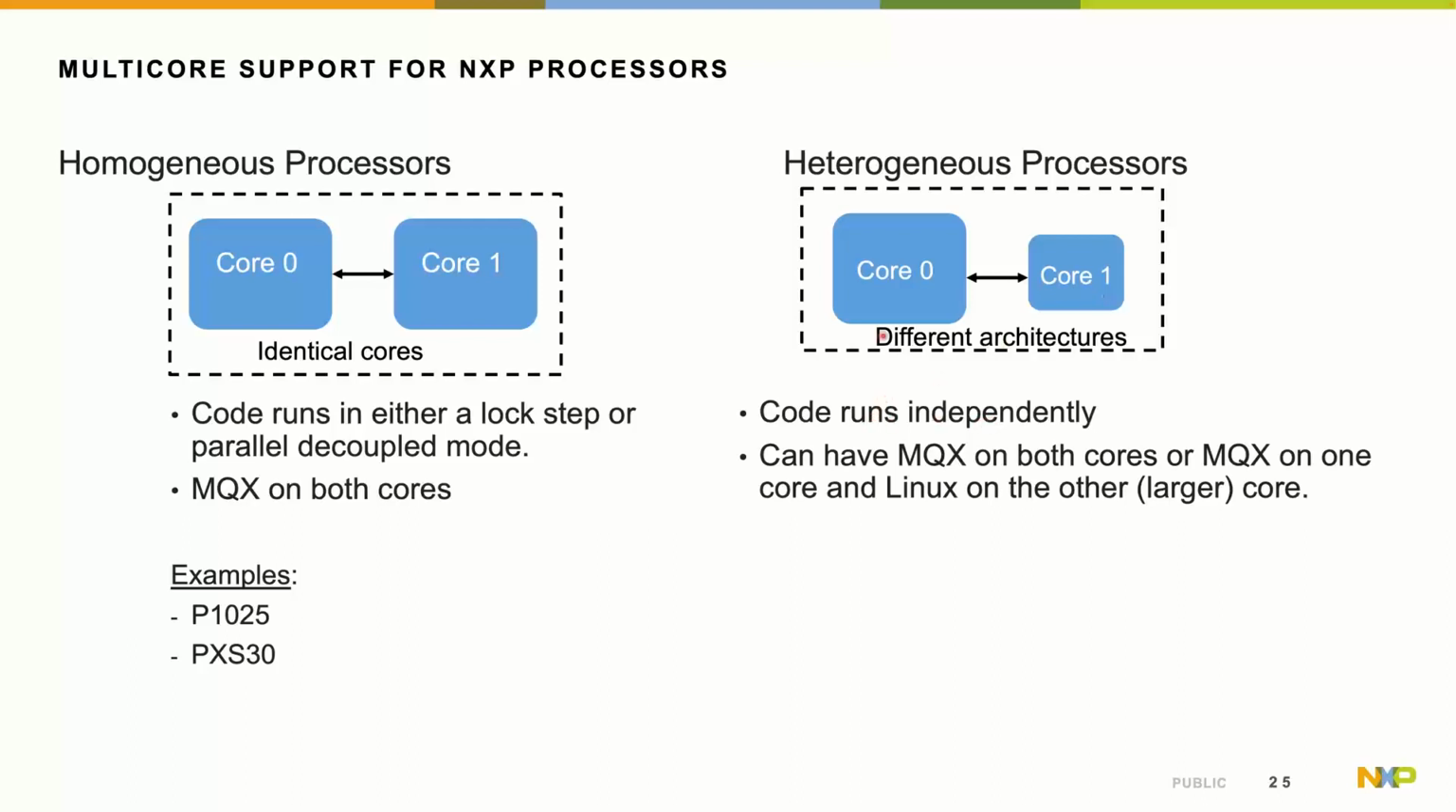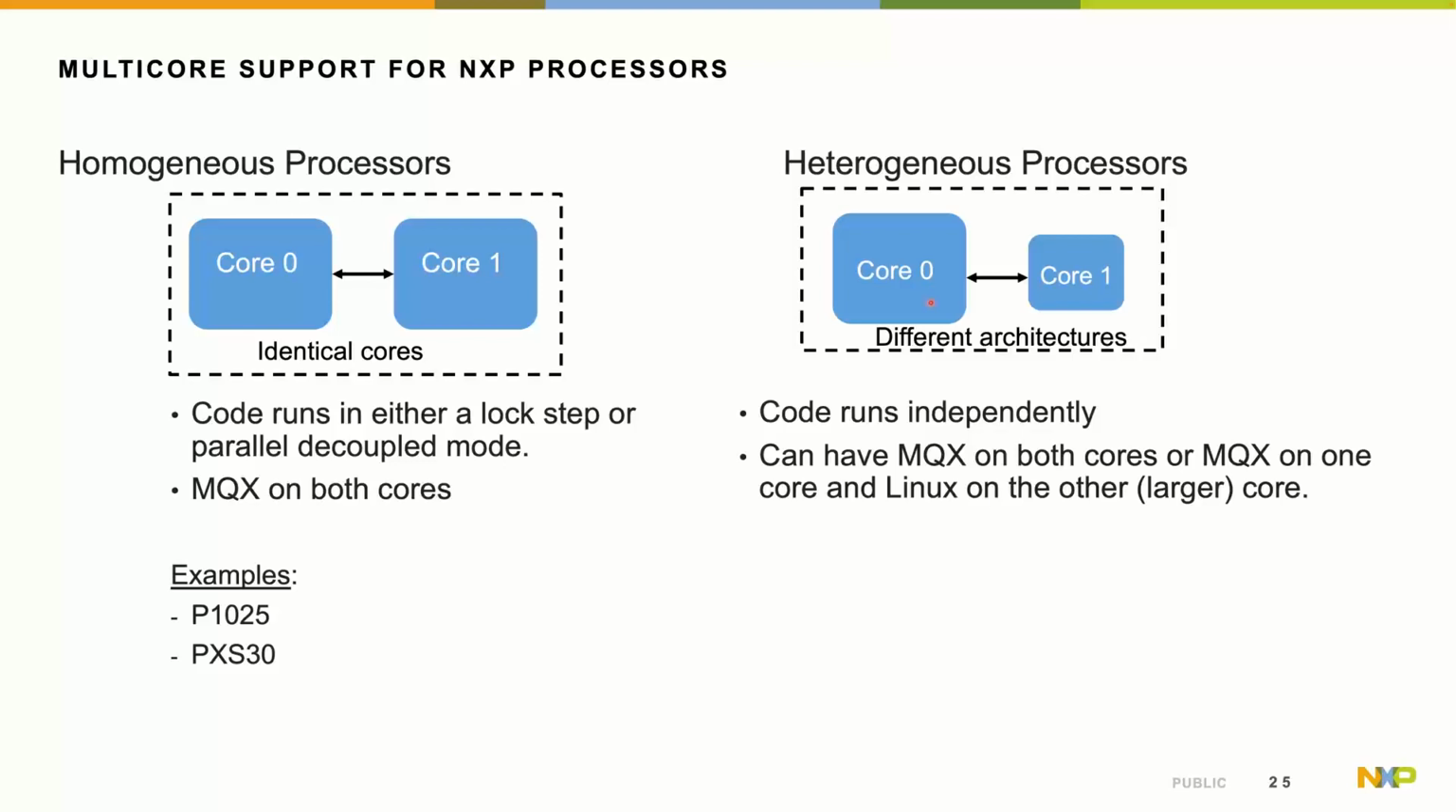And in this case, since they are different cores, you have to compile the code differently. The code would be running independently. And you can have either MQX running on both cores, or what's typical in the i.MX family of processors, MQX could be running on the smaller M4 core, and something like Linux could be running on the larger A core.